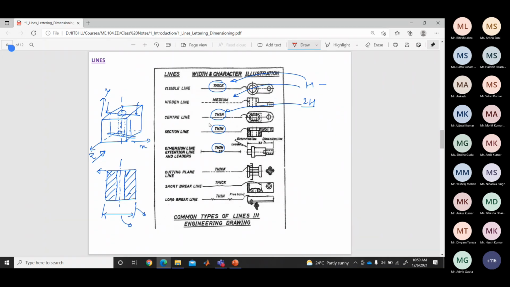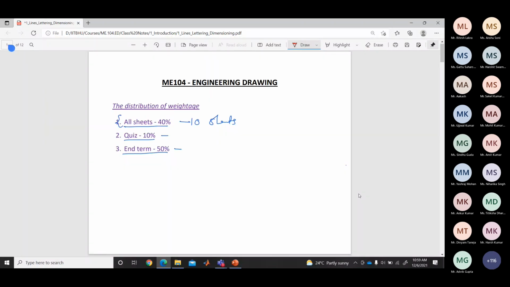I will provide you the assignment. I will upload it today, and do note that there is a submission deadline for each assignment. There is a 1 week time. And as we already discussed, there's a 40% weightage for the sheet. So timely submission of sheets is expected.